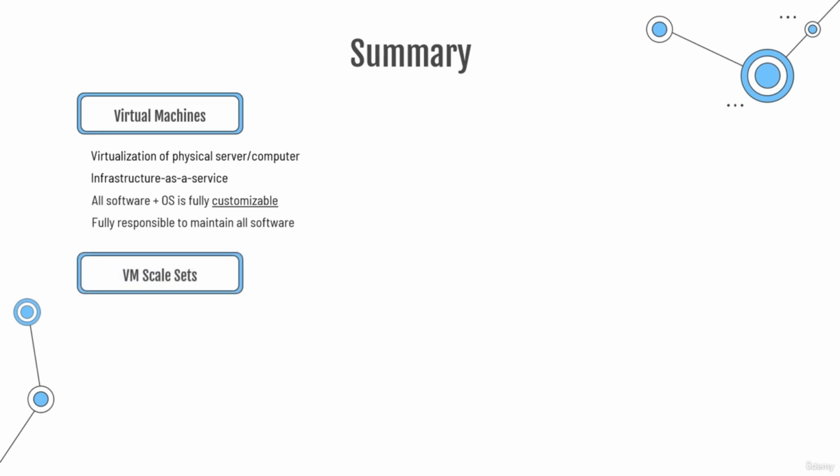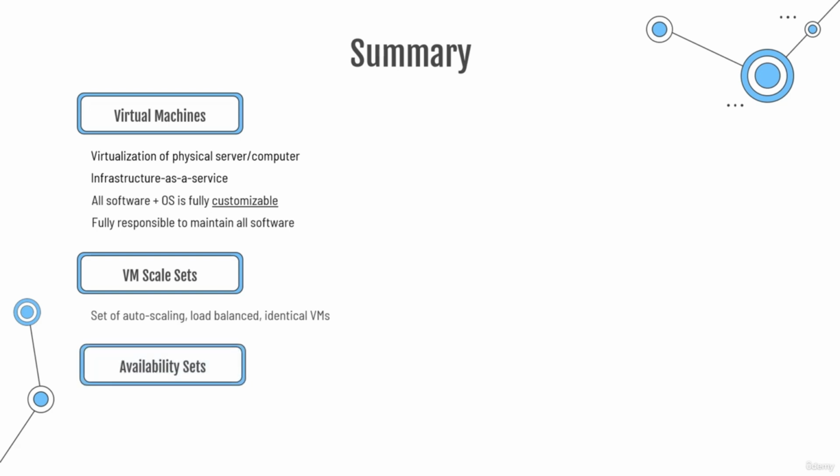Afterwards, we've talked about the virtual machine scale sets. A scale set is a set of auto-scaling, load-balanced, identical virtual machines. Also, they can be sometimes similar, but usually they are really identical, and this can then increase dynamically based on the demand. So usually a set of auto-scaling, load-balanced and identical virtual machines that can increase and decrease depending on the demand. Availability sets is also related to the virtual machines.